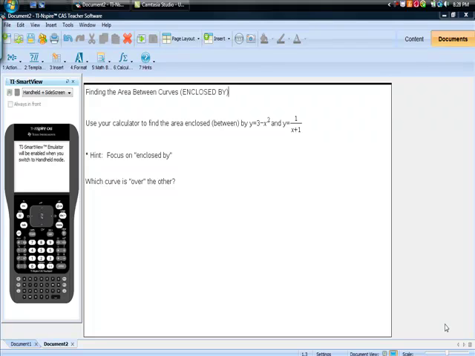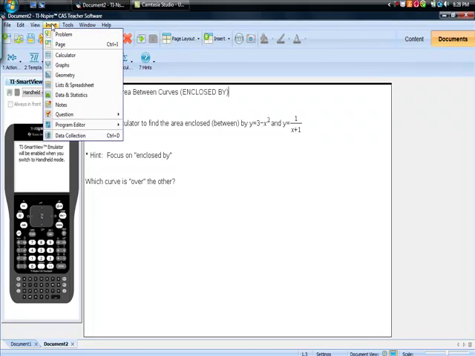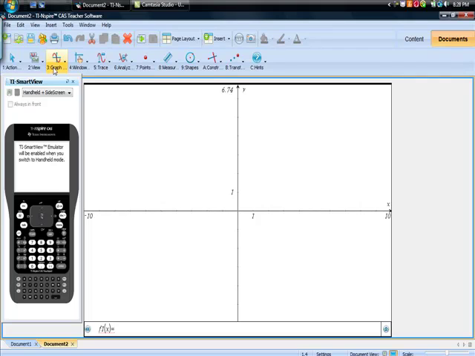The idea here is enclosed by. The other thing that I want you to think about is which curve is over the other curve, and you'll see why that makes a difference in just a second. So here we are on our CAS calculator, and let's go to graphs and try to graph this out a little bit.